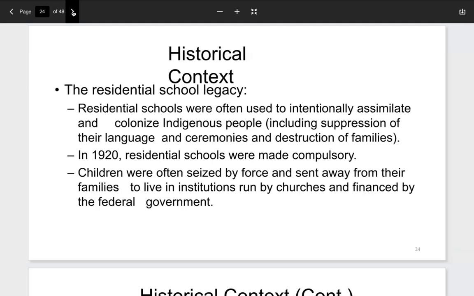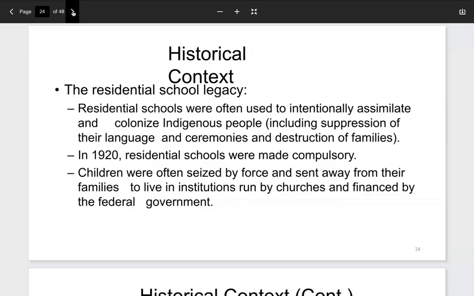Then we had something called the residential schools. So these were religious schools that were created and established by the federal government, and their goal was to assimilate the Indigenous community. So they really wanted to eradicate their language, their ceremonies, any sort of identity that they had. So in 1920, residential schools were actually made compulsory.